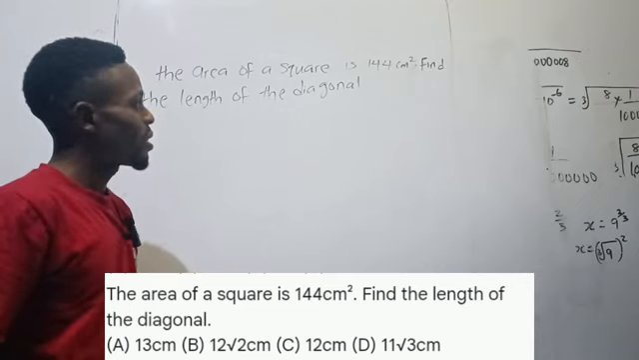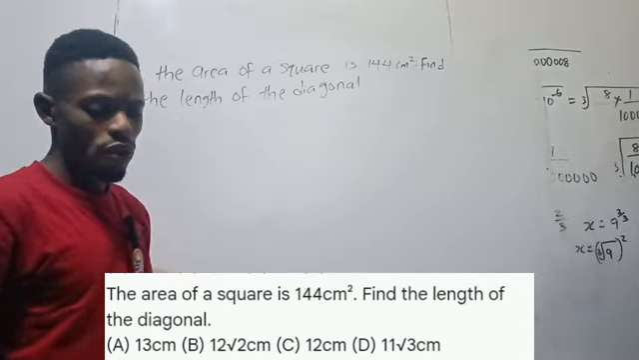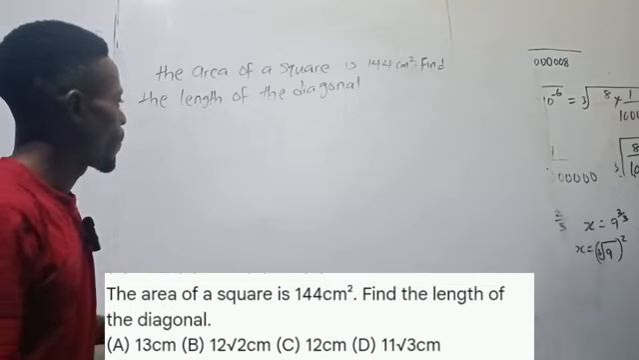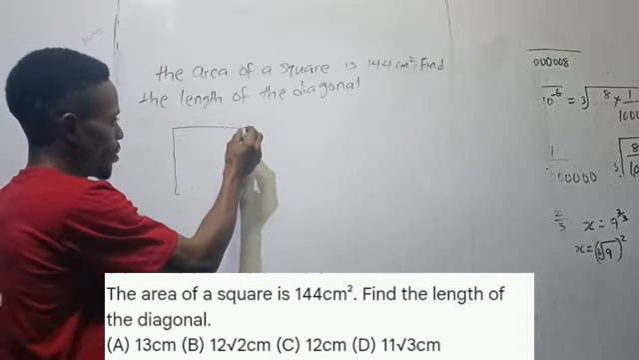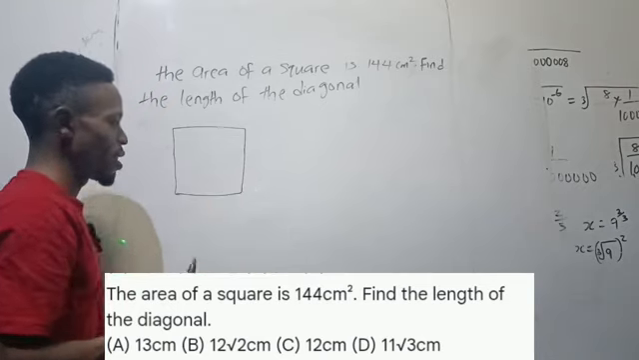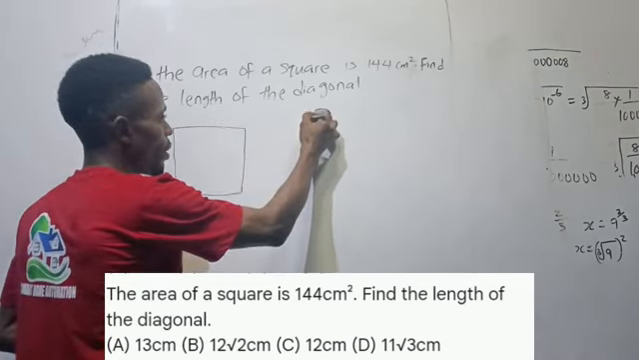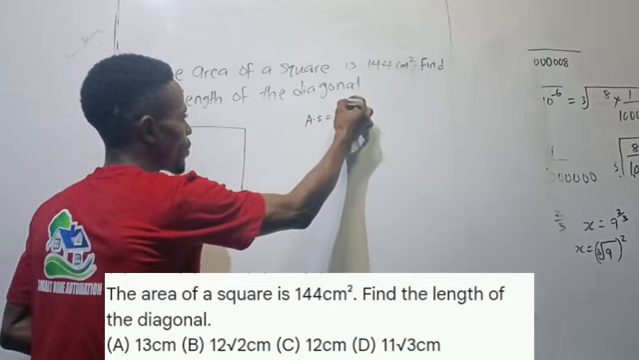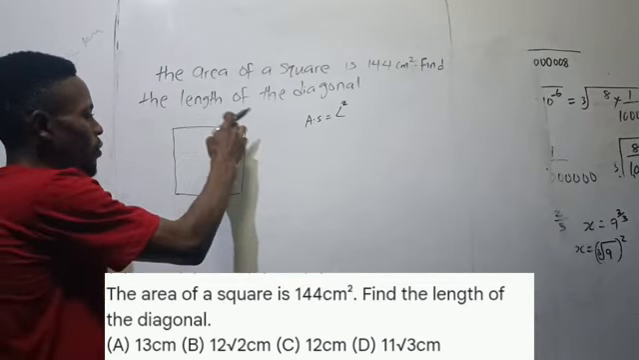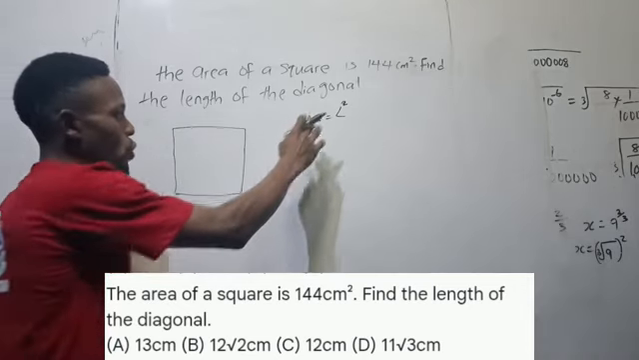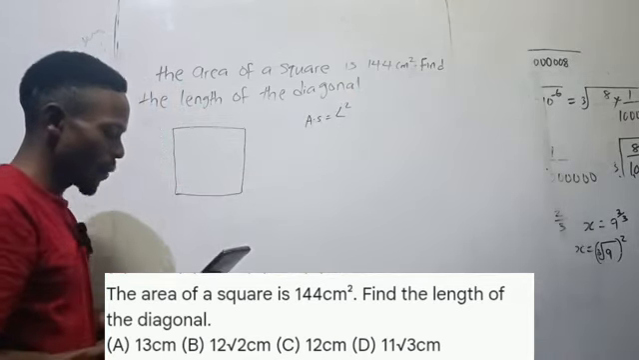So what are the things to consider when you're talking about a diagonal? First of all, draw the shape. We're talking about a square, so let's say this is the square. They say the area of the square. What is the formula for the area of a square? The area of a square is equal to L square, because all four sides of the square are equal.